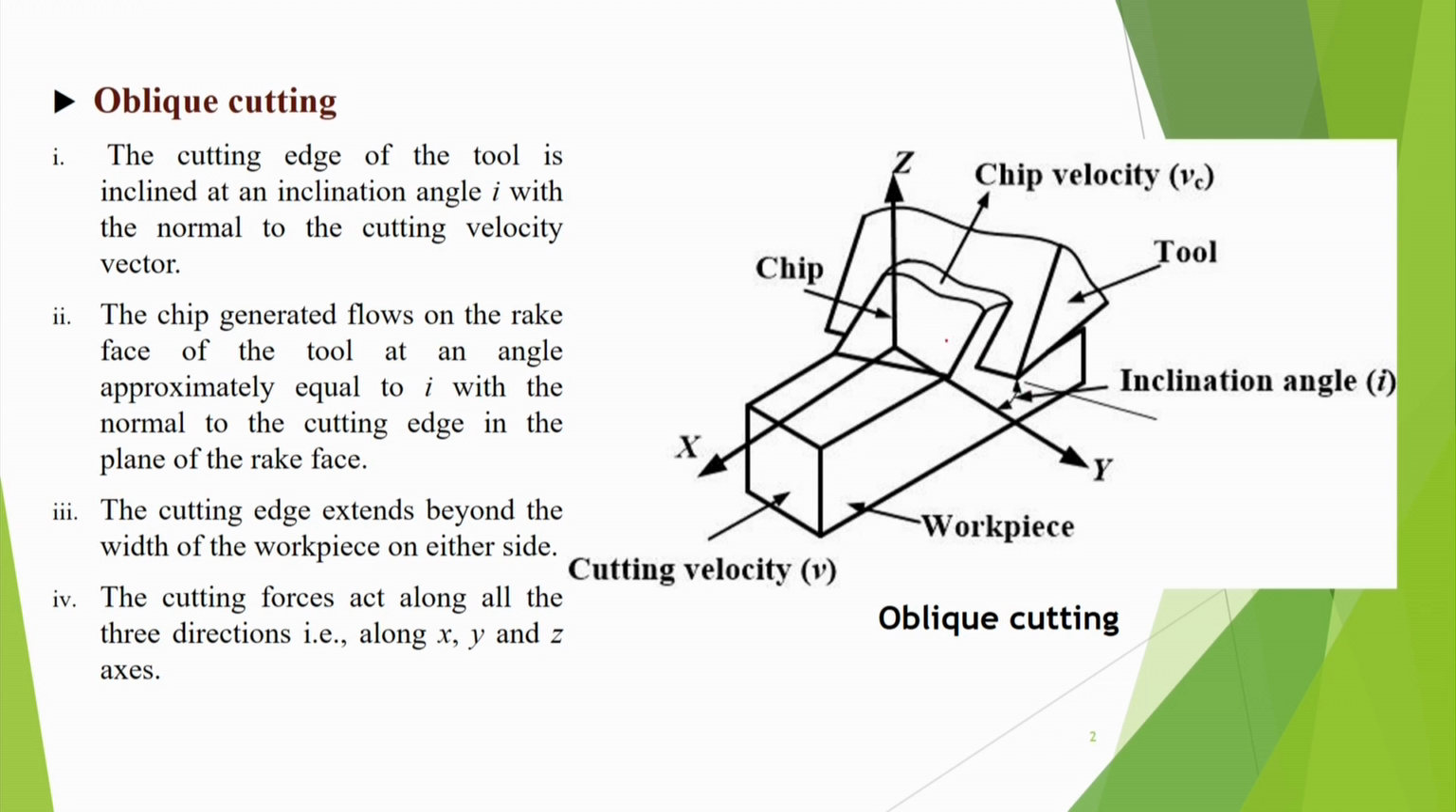Suppose this angle is I and I draw a perpendicular to the cutting edge on this plane; the chip flow will make angle I from there. That means, suppose that is the cutting edge, then the chip at 90 degrees to it would be this line, but the chip does not flow like this; rather it gets inclined, and that inclination angle is I.